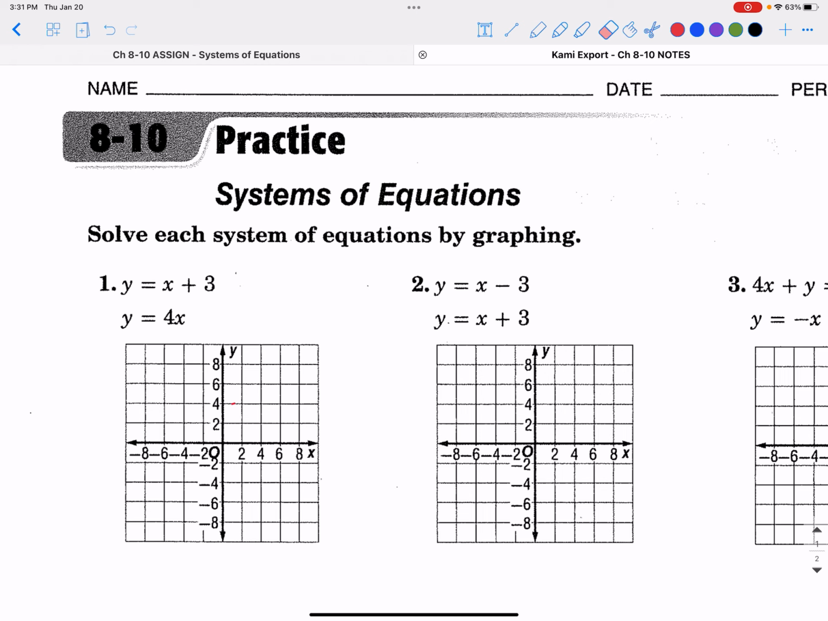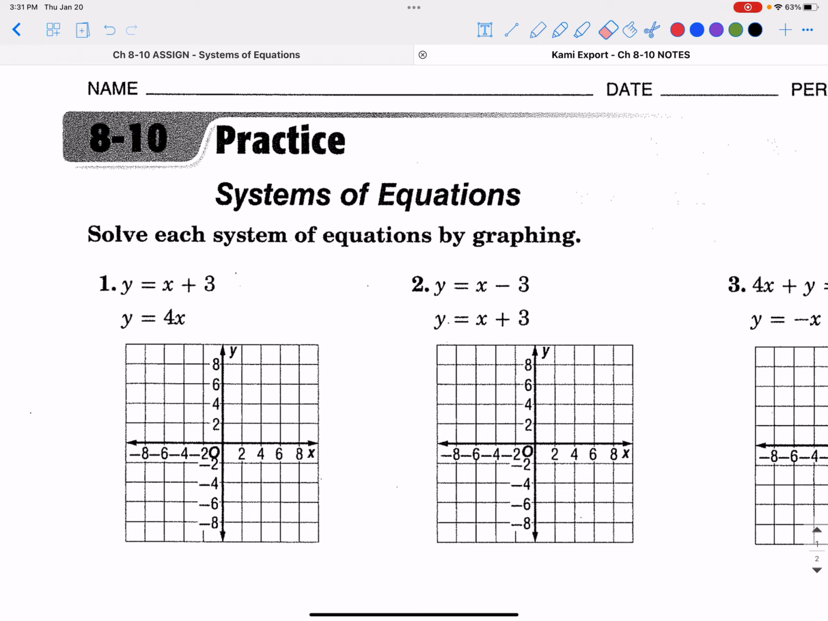All right, so I want to slow down and redo this video that I did earlier today in class, just so that we can get a better handle on what we're doing and not be so rushed, okay? So for starters, obviously this is 8-10.